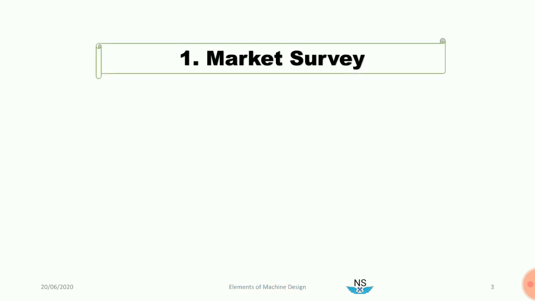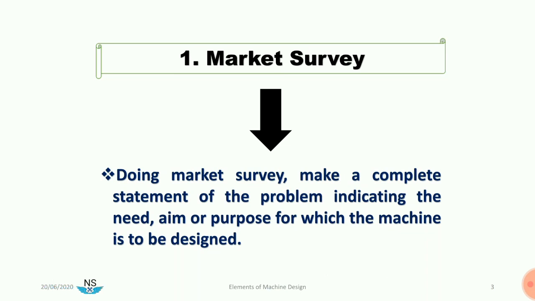So the first step is market survey. What is meant by market survey? By doing a market survey, the designer will know what the various types of products available in the market are and what the customers' expectations from the product are. So according to the market survey, make a complete statement of the problem indicating the need, aim or purpose for which the machine is to be designed.